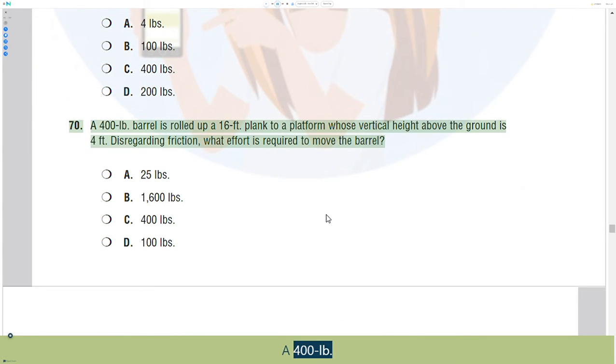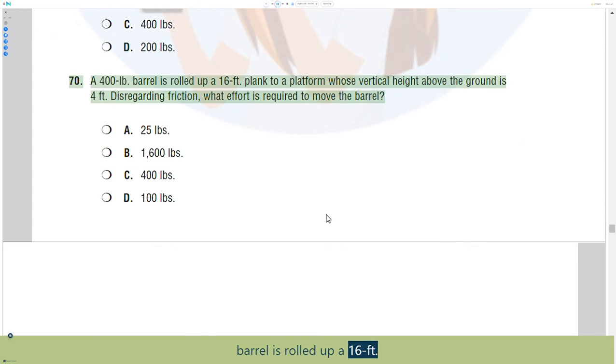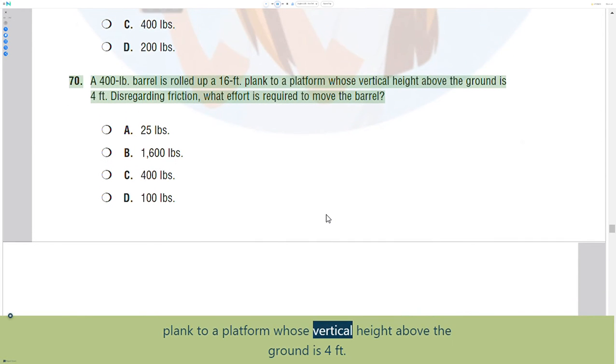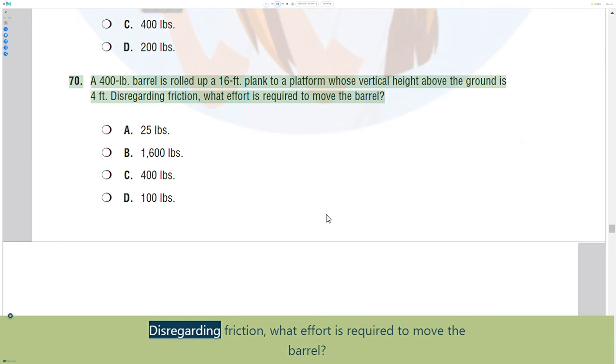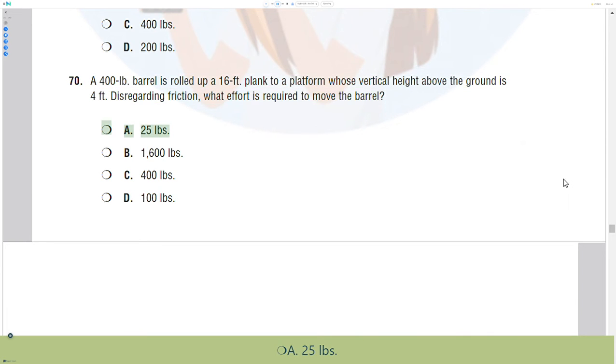70. A 400 pounds barrel is rolled up a 16 feet plank to a platform, whose vertical height above the ground is 4 feet, disregarding friction. What effort is required to move the barrel? A. 25 pounds. B. 1,600 pounds. C. 400 pounds. D. 100 pounds.